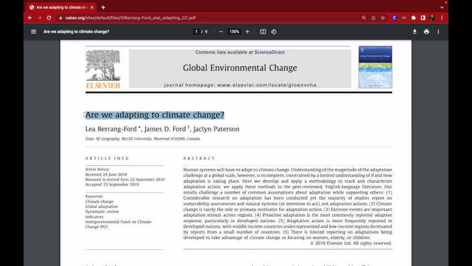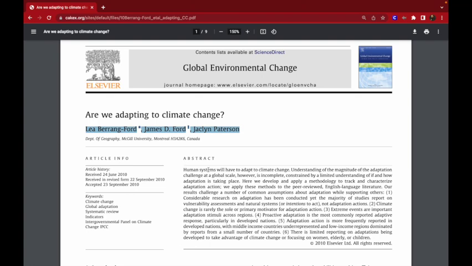We have the title. Actually, even further above this, we have where the article was published in the particular journal, but we're going to start here at the title. The title is, Are We Adapting to Climate Change? So the title is really meant to preview or give you a sense of what is going to be in the article. Below that, we have the lists of authors.